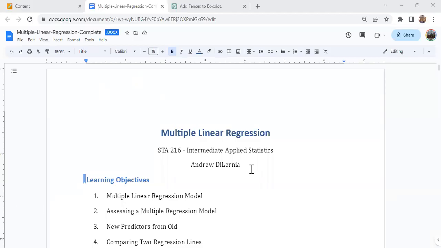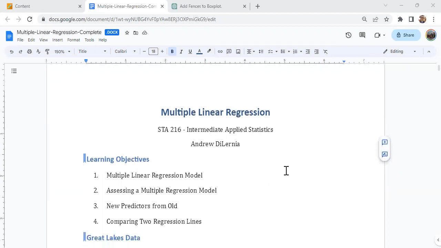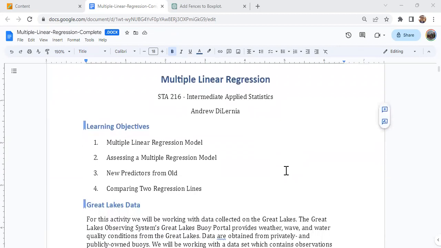Okay, so looking at multiple linear regression today, we're going to be talking about the multiple linear regression model itself, how we can assess how well our model's fitting the data for a given data set. We'll look at how we can construct new predictor variables from current ones.